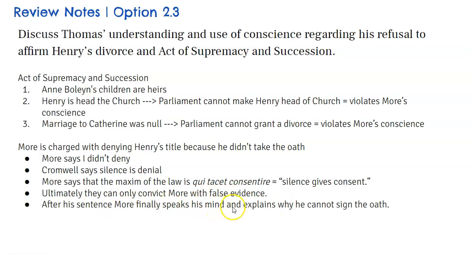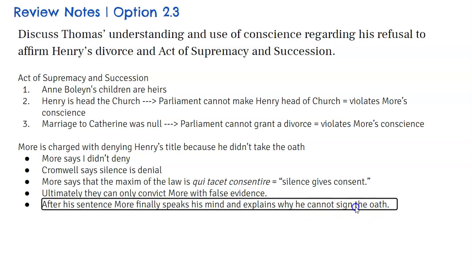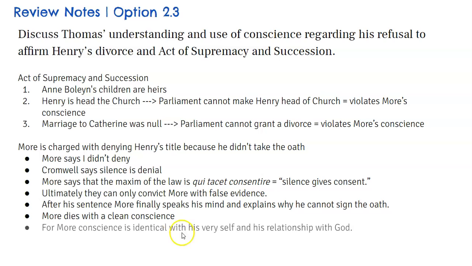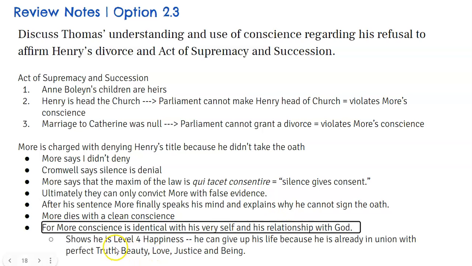After his sentence, he finally speaks his mind and explains why he can't sign the oath. So Moore dies with a clean conscience. And for Moore, the conscience is identical with his very self and his relationship with God. And that's what I was saying about the level 4 happiness. He can give up his life because he's already in union with perfect truth, beauty, justice, and being. Because he knows at the end he only gives up his earthly life, right? He was totally confident that he was going to go to heaven.